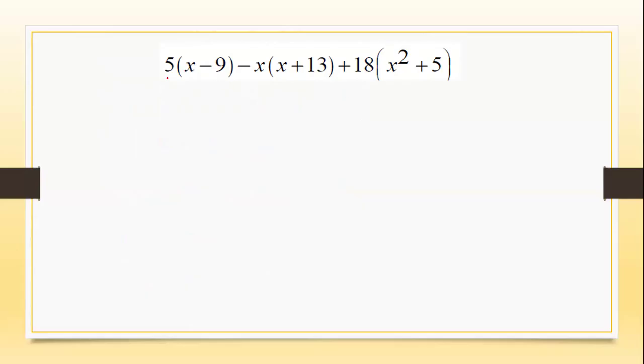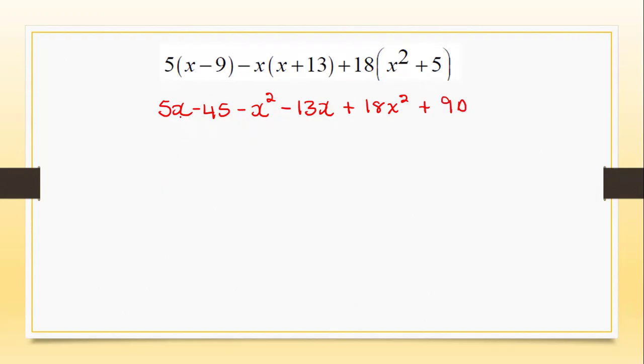To simplify, we're going to get rid of all of our brackets. 5 times x, 5x. 5 times negative 9, negative 45. Negative x times x, negative x squared. Negative x times 13, negative 13x. Positive 18 times x squared, positive 18x squared. Positive 18 times 5, giving us a positive 90.